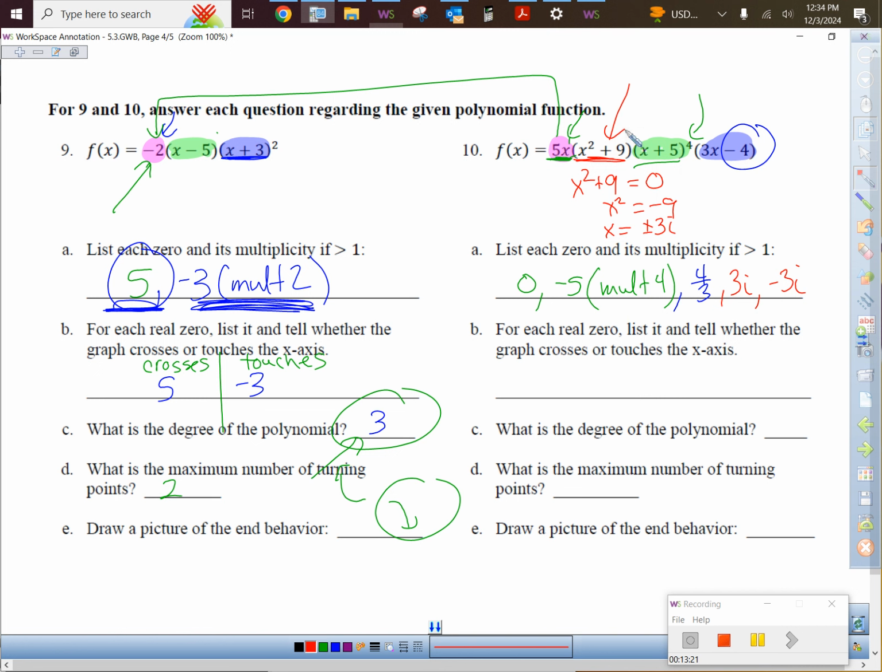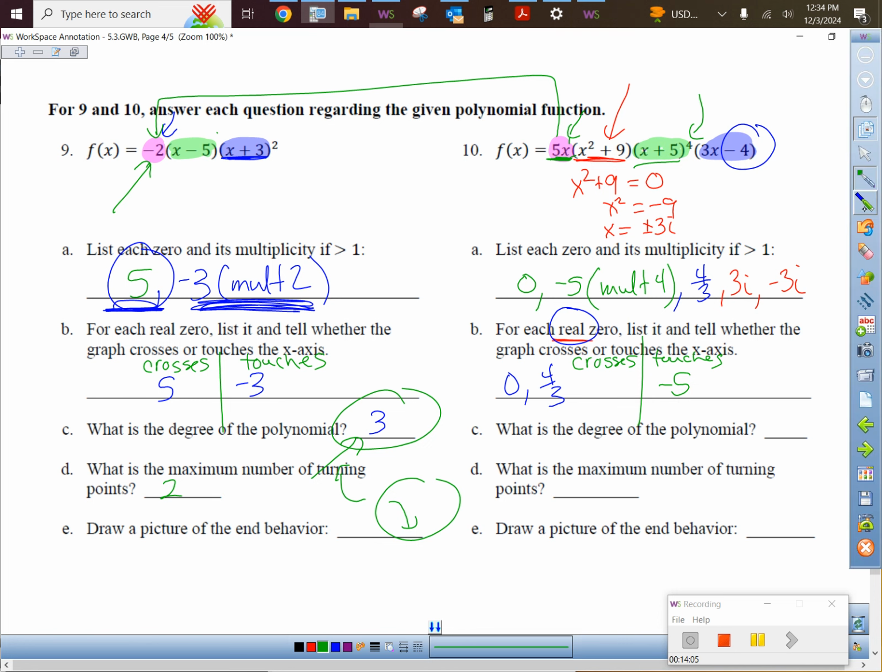For each zero, it says list it, and for each real zero, it says list it and tell whether it crosses or touches. So I'll make my chart again. Crosses versus touches. It will cross if it has odd multiplicity. It will touch if it has even multiplicity. So odd multiplicity is 0 because it has multiplicity of 1, and 4/3 had a multiplicity of 1 in that case. The 3i and -3i aren't real, they're imaginary, so they don't even count on this list because we're only listing the real zeros. And -5 has even multiplicity, so it's going to touch. There's a point of tangency.